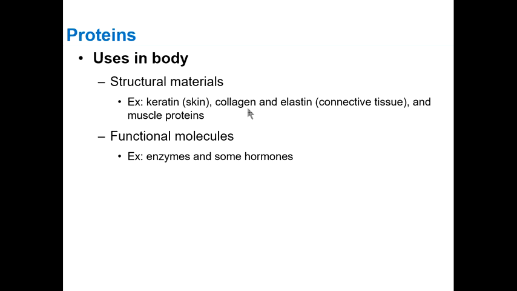And myofilaments. Those are all structural proteins. But then we have proteins that actually do work. They're called functional proteins. We know them as enzymes. And some hormones that are not lipid hormones but are amino acid based also have functions or do work in the body.